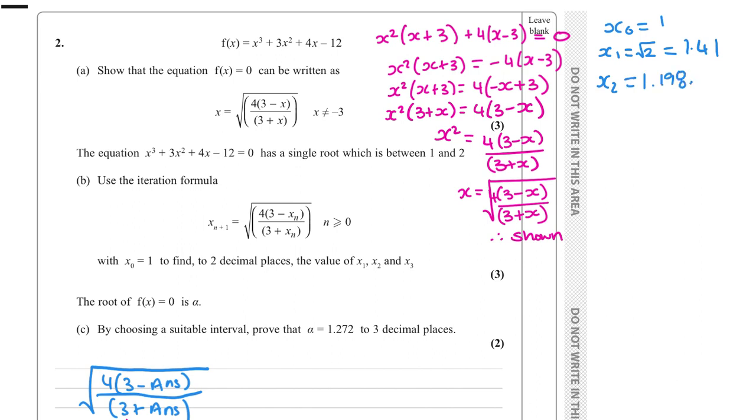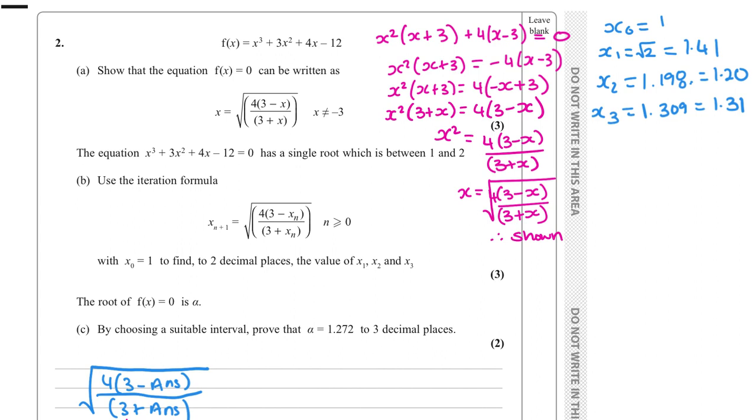1.198. To 2 decimal places that is 1.20. And then x3, if I press equals again, is 1.3099. To 2 decimal places, 1.31. Make sure you round properly. If you're unsure, like with this one, I hope no one puts 1.19, but maybe write the one before it and then the rounded one, just to make sure that you get those marks. So that's nice and easy, 3 marks for being able to type and round.